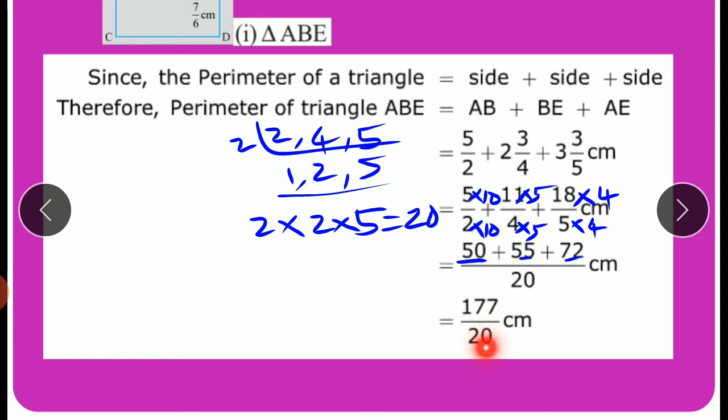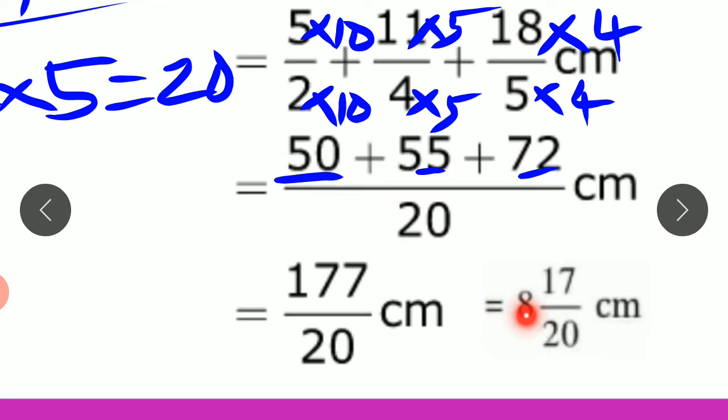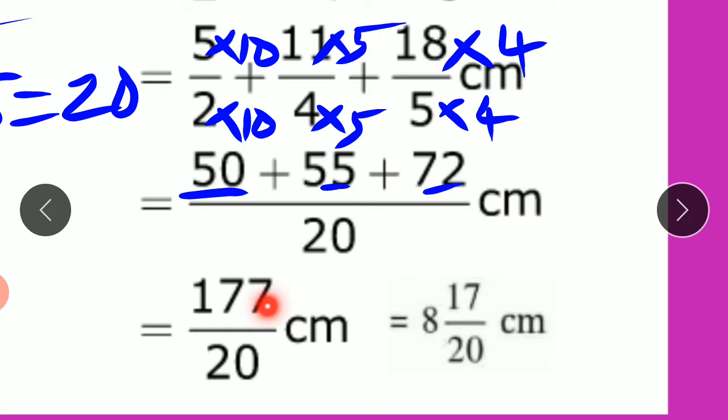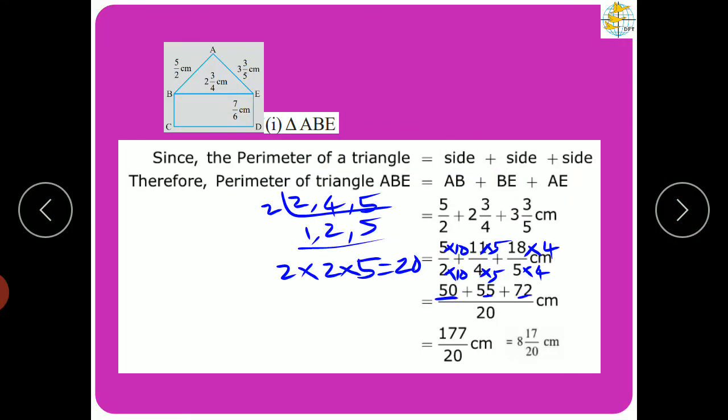It is an improper fraction because the numerator is greater than the denominator. Improper means we will change it into mixed form. That is, in 177, how many times 20? 8 times. 8 20s are 160, so the remainder in 177 is 17. That is the numerator, with the same denominator. So the perimeter of triangle ABE is 8 and 17/20 centimeter.